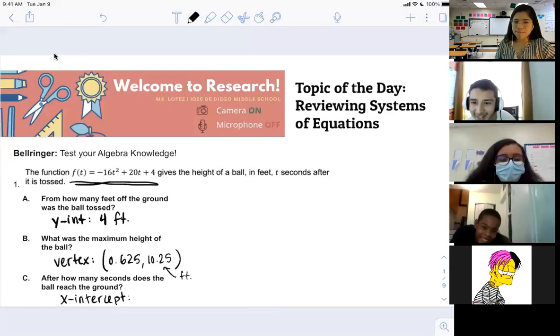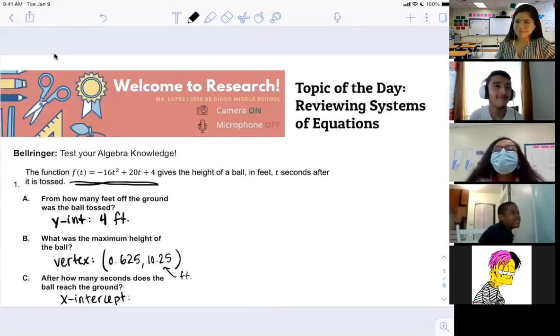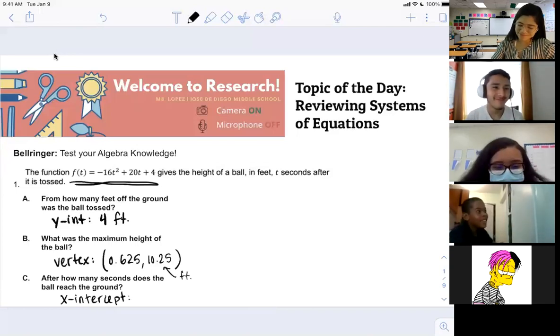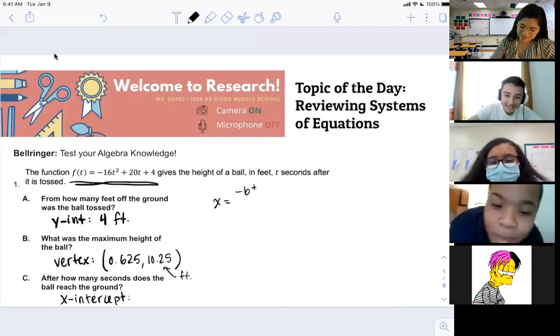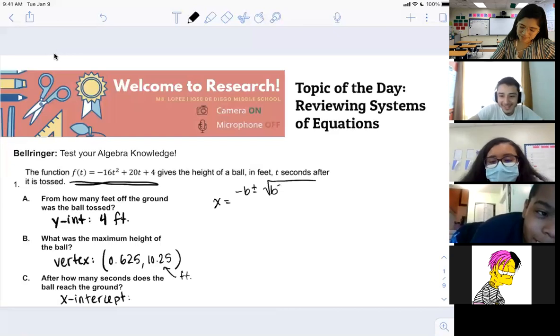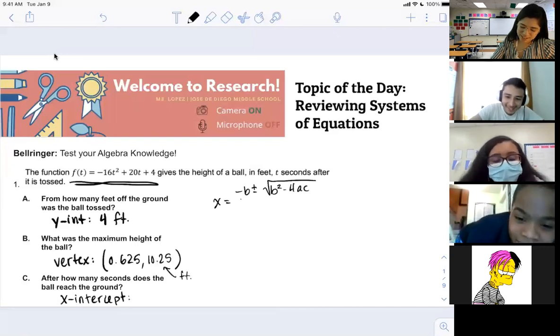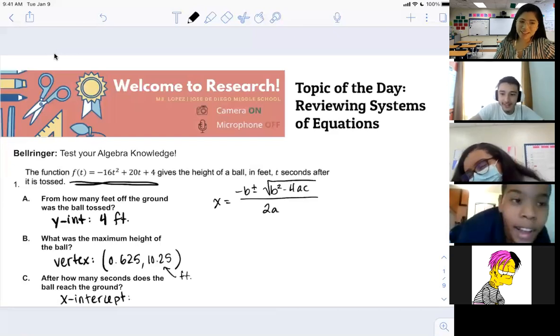You're right. Did we go over it? Okay. x equals negative b plus or minus the square root of b squared minus 4ac, all over 2a. That's the formula, right? I couldn't find it. I was about to send it.